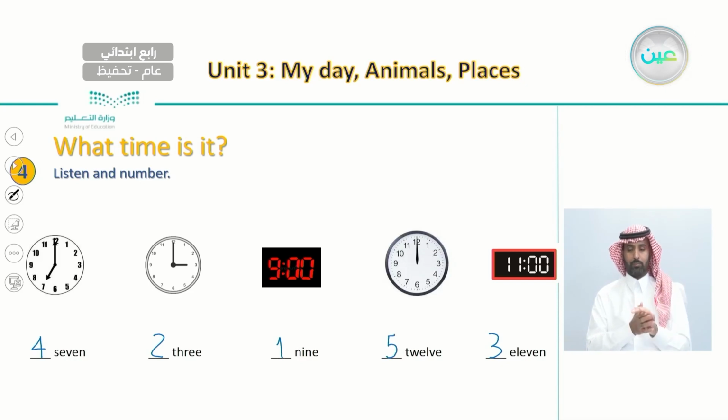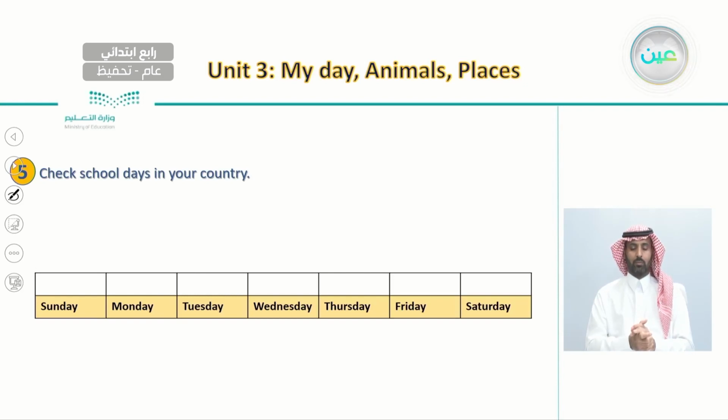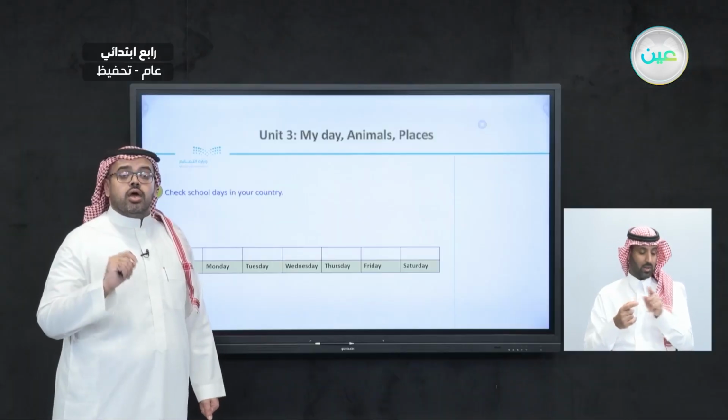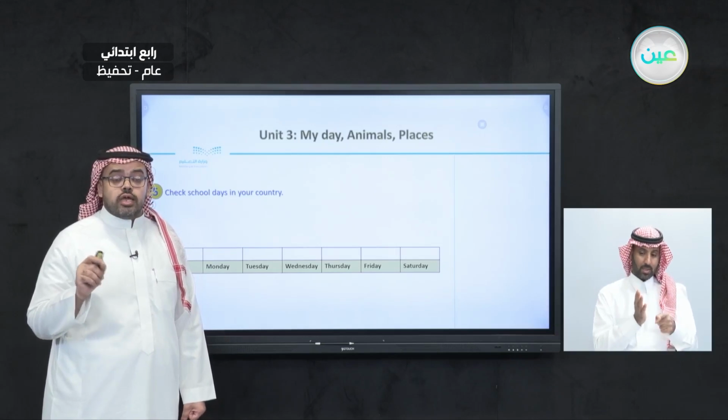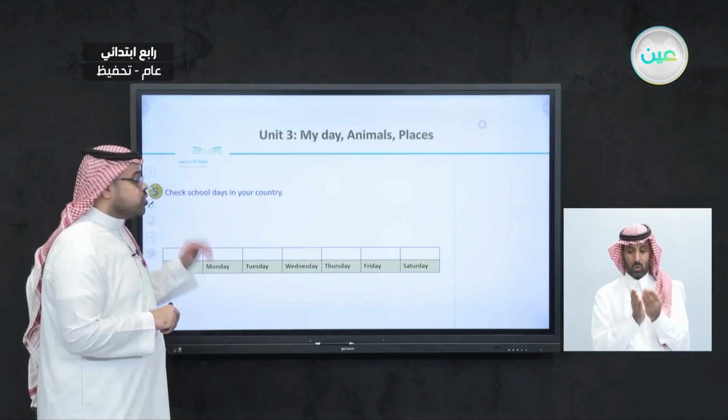So here we go. We did listen to different times and we did number them from the first time we heard until the last one. So here we have another question, which is check school days in your country. So here we have the 7 days of the week, which are Sunday, Monday, Tuesday, Wednesday, Thursday, Friday, and Saturday. And what we're going to do is check the days that we have school days.